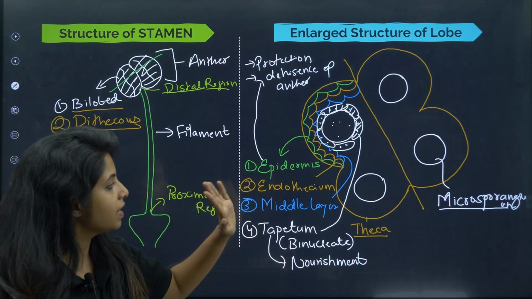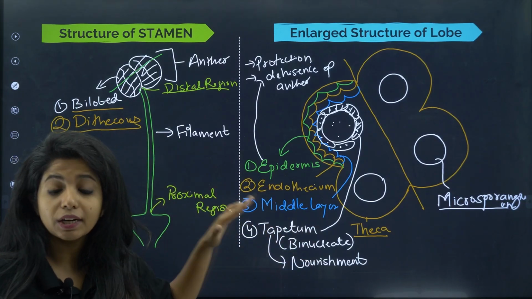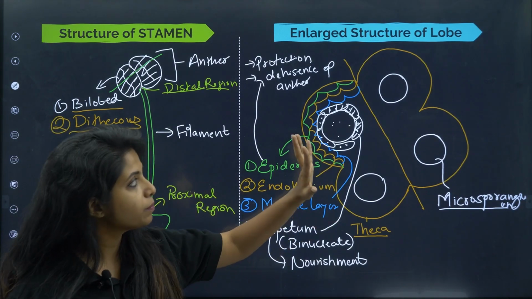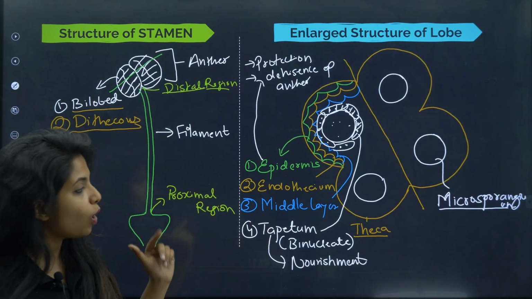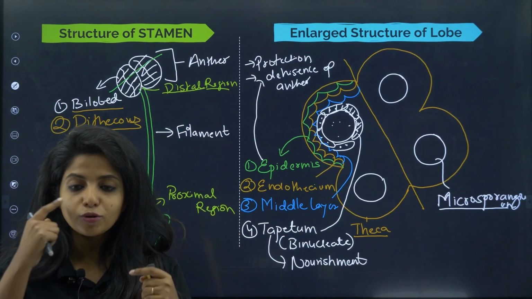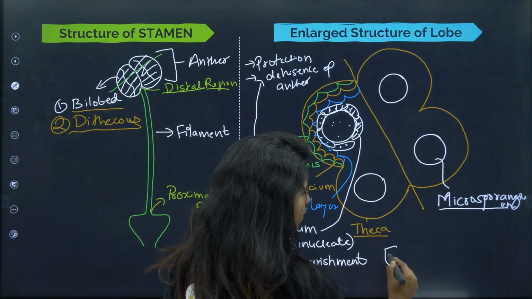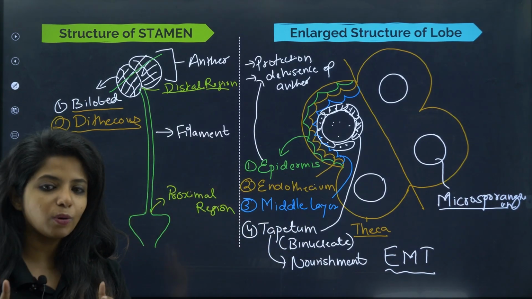So you have epidermis, endothecium, middle layer, and tapetum. These are the four layers that you have to remember for sure, and they ask you also. They can give you the picture and ask you to label things. Now how can you remember it? You know there is an ENT doctor, yeah, ear, nose, and throat, right? Similarly, you can remember EMT. I know it does not make much sense, but still somehow it might help you.